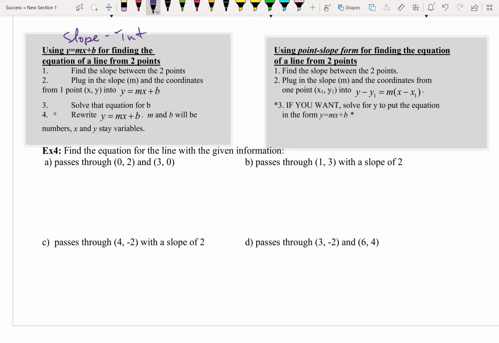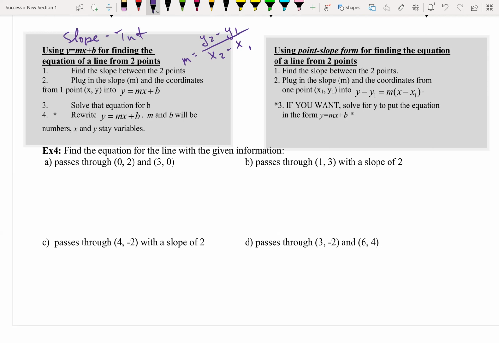And we can also write it in point slope form. So these are going to be the directions that we go through. So notice for slope intercept form, step one, find the slope between 2 points, which we already know. That was our m equals y2 minus y1 over x2 minus x1. We're plugging that slope and the coordinates from one of the points into this y equals mx plus b form, solve it for b, and then rewrite it with both the slope and the intercept value in there.